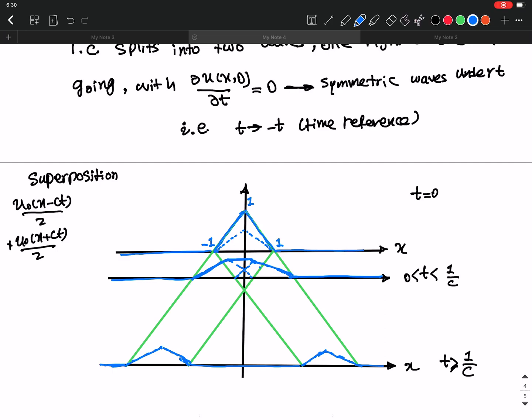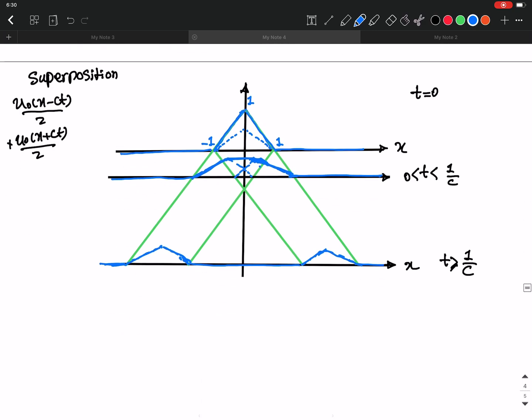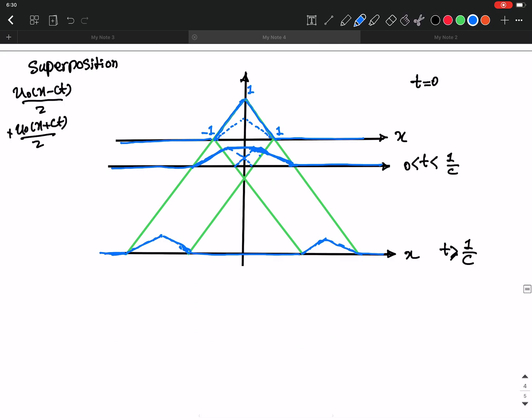So this is the progression of the solution. Here, this should be symmetric. When you are between these two limits, you just have to superpose these two solutions together. And then after that, when your t is greater than 1 over c, these two waves will be completely separate from each other. Okay, so this was just one remark that I wanted to make.